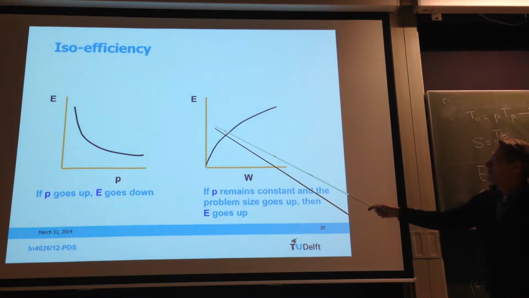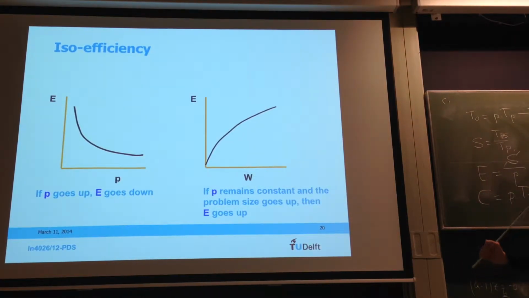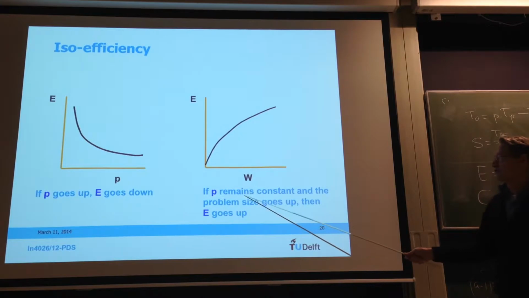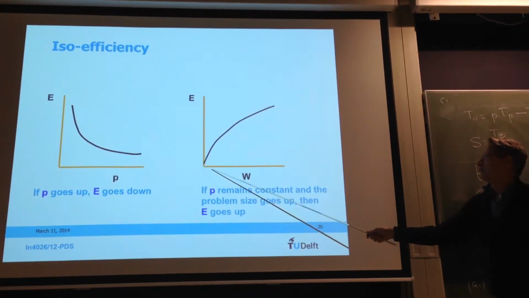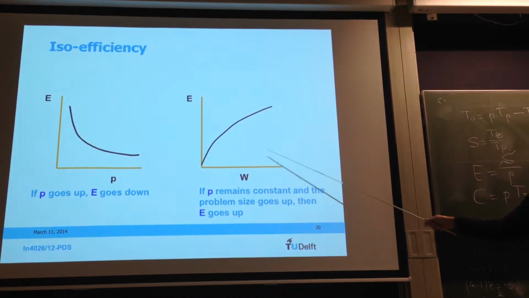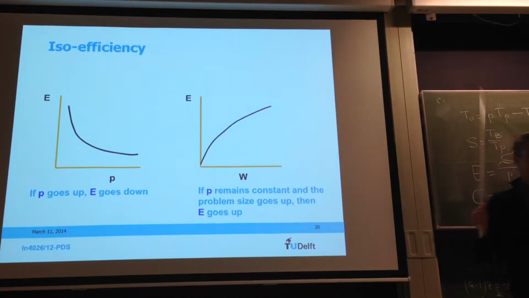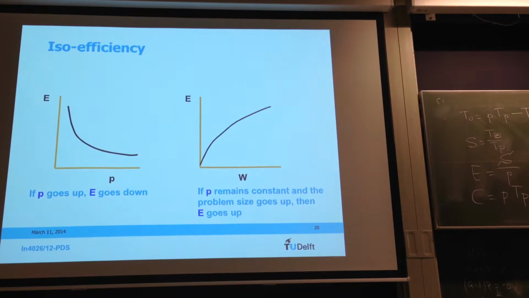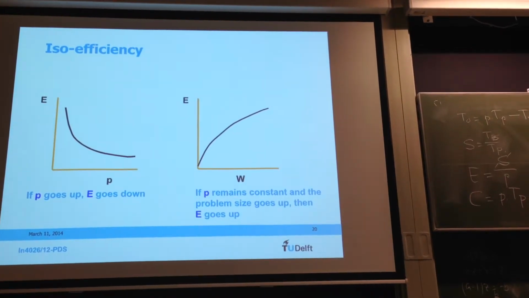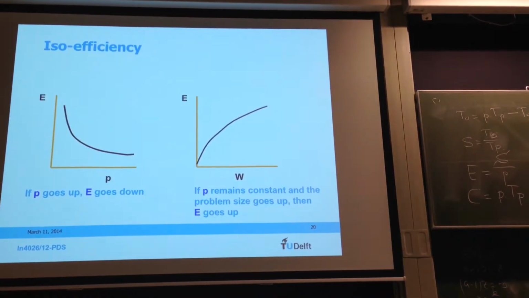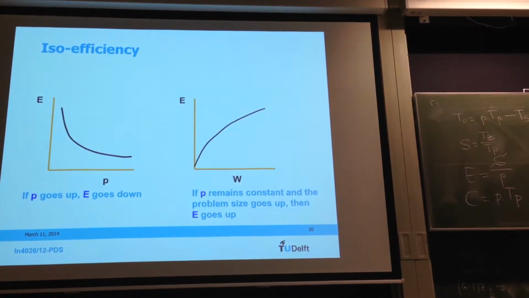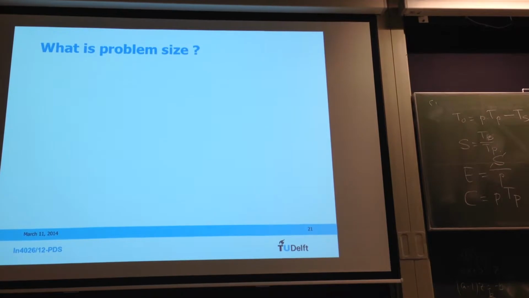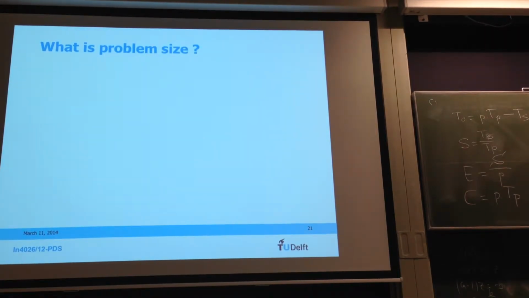If we would plot the efficiency against the workload and the number of processors remains constant, then if the problem size goes up, the efficiency also goes up. So somewhere in the middle, there must be a means to have the efficiency remain constant. Well, first of course, the problem is, what is problem size?